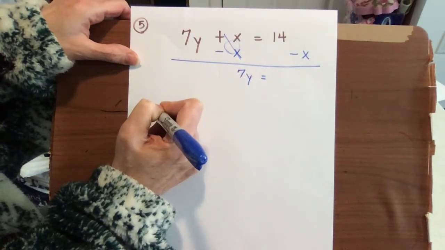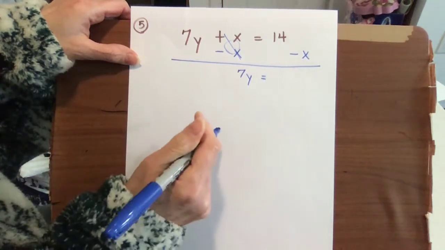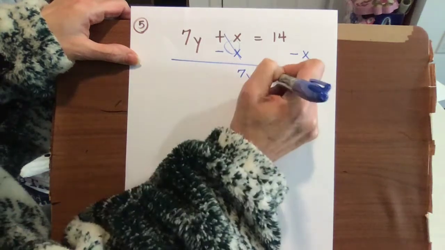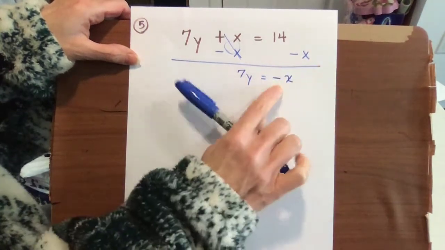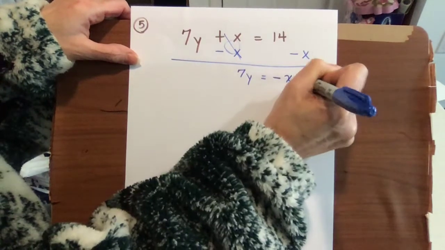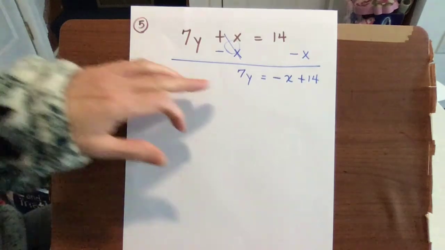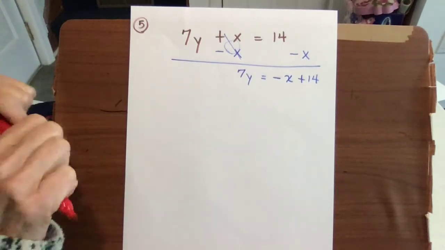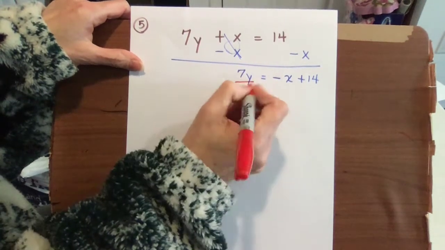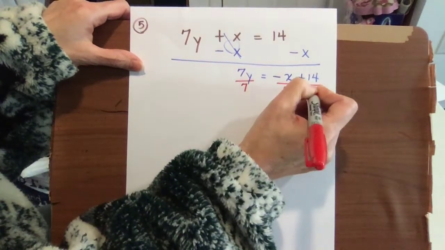When we rewrite this equation, we want to keep in mind that it's y equals mx plus b, so we want the x term to come first right after the equal sign. So we're going to take minus x and make it negative x. That 14 is positive, so it will be plus 14. Now it's not quite solved for y because it's 7y equals negative x plus 14. So we will then divide by 7, and you would divide each individual term by 7.